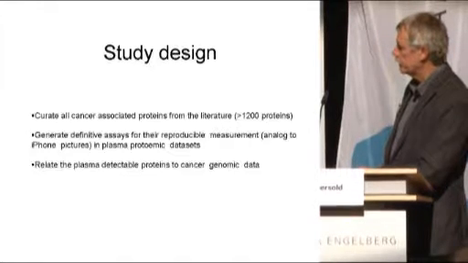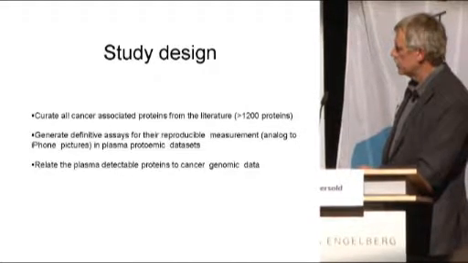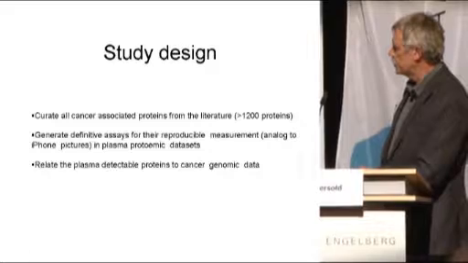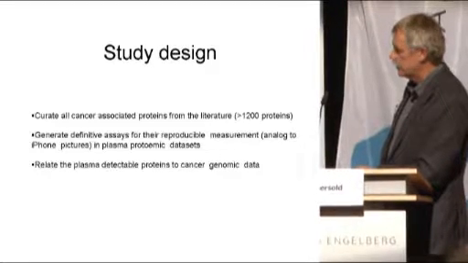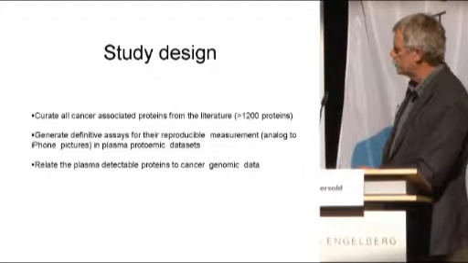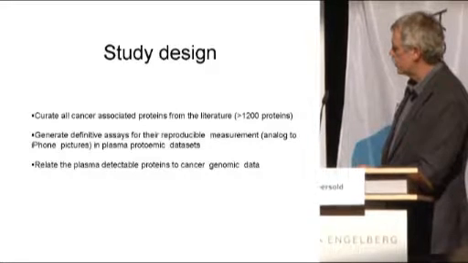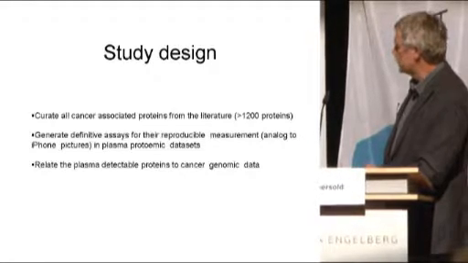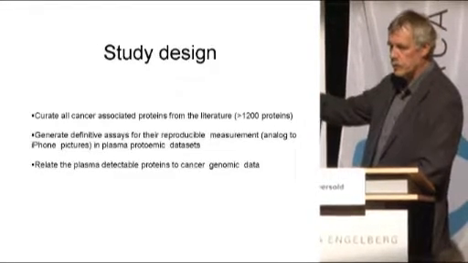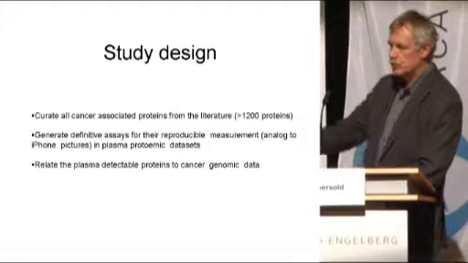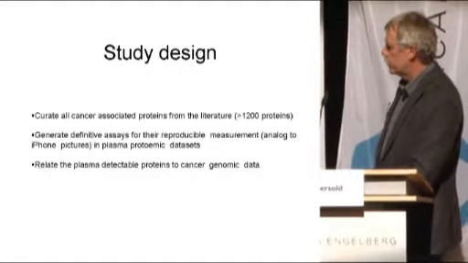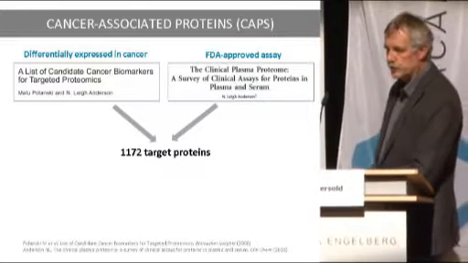So this is the study design. We curated all cancer-associated proteins from the literature, which is 1,200 proteins, and this was done in collaboration with Lee Anderson. We generated definitive assays for the reproducible measurement of these proteins. In analogy, this would be the cell phone image for each one of these proteins, so that we can use this digital image to search the SWATH data set, the complete digital record of the proteome. And we relate the plasma detectable proteins to the cancer genomic data.